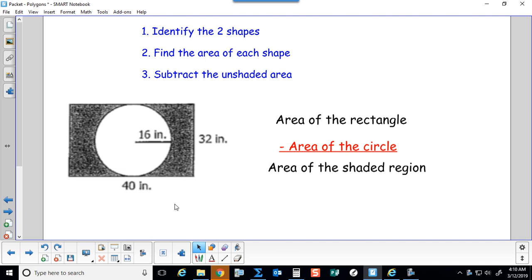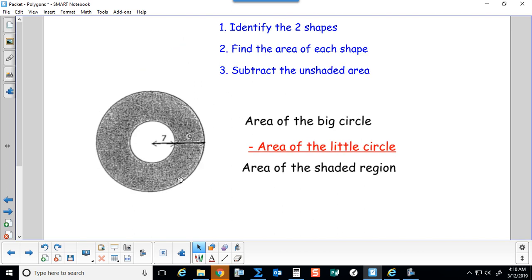So in order to find the area of a shaded region, you first identify the shapes you have. In this case, we have two shapes. We find the area of each shape, and we subtract the unshaded area. So we have the rectangle, which is shaded, minus the unshaded circle. So we find the area of this rectangle minus the area of the circle, and that will give us the area of the shaded region.